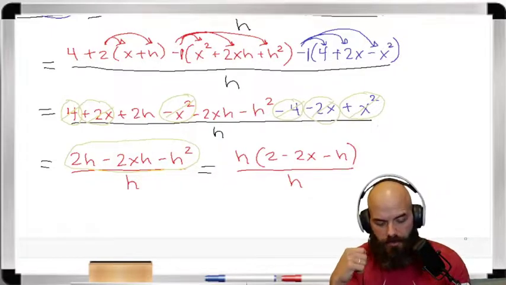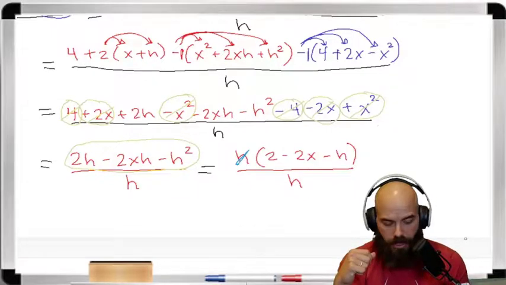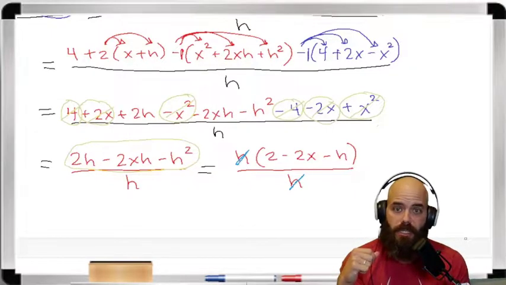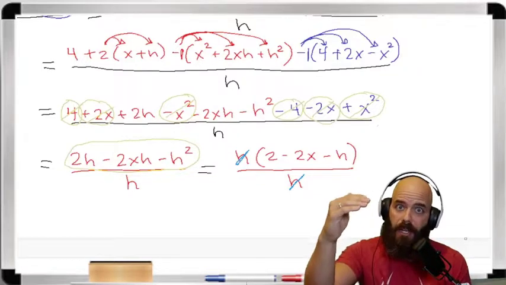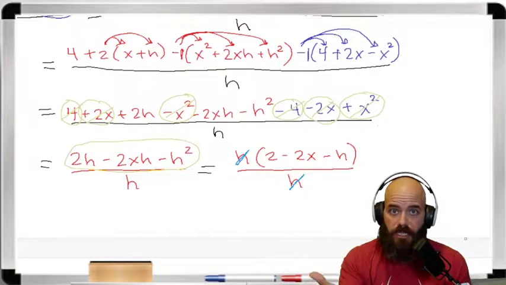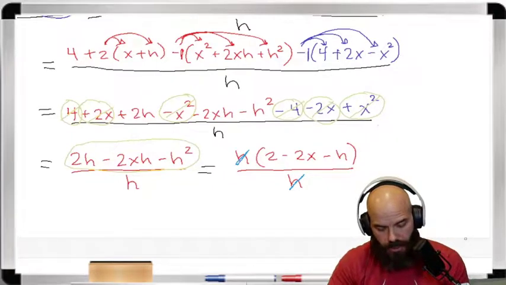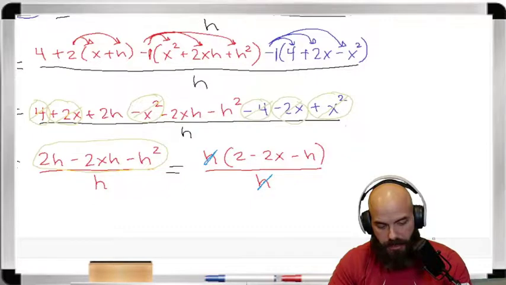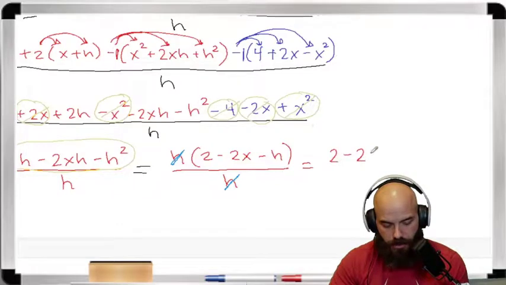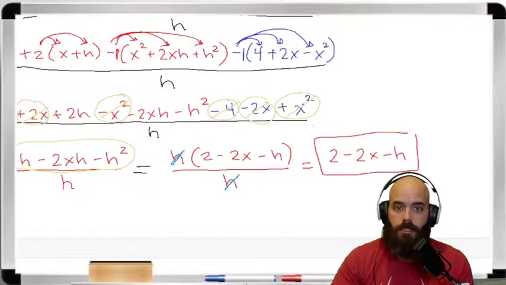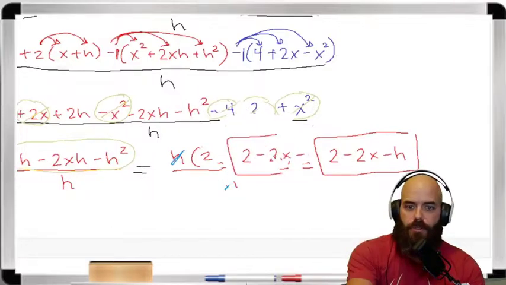The reason we wanted to factor out that h is because now we have an h in our numerator and an h in our denominator. We all know when you have the same value or factor in the numerator and denominator of a fraction, they reduce down to 1. And so what we'd have finally is our result, which will be our difference quotient, and that will be 2 minus 2x minus h. And that's the difference quotient.